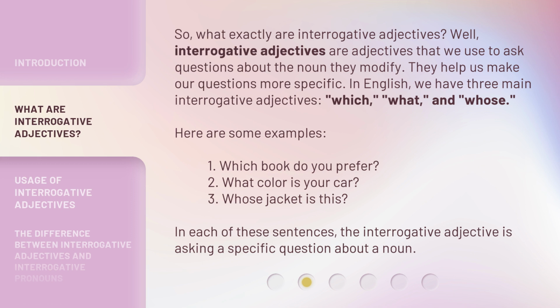Here are some examples. 1. Which book do you prefer? 2. What color is your car? 3. Whose jacket is this? In each of these sentences, the interrogative adjective is asking a specific question about a noun.